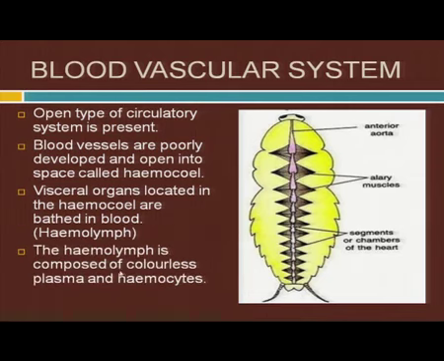The hemolymph is composed of colorless plasma and hemocytes, but there are no pigments. As in the case of humans, we know that hemoglobin is present, which is the pigment that helps in carrying oxygen, but in this case there is no pigment, that means there is no association with oxygen. The role of blood is not to transport oxygen in the case of cockroaches. So, what is the function? Only to transport the food material.